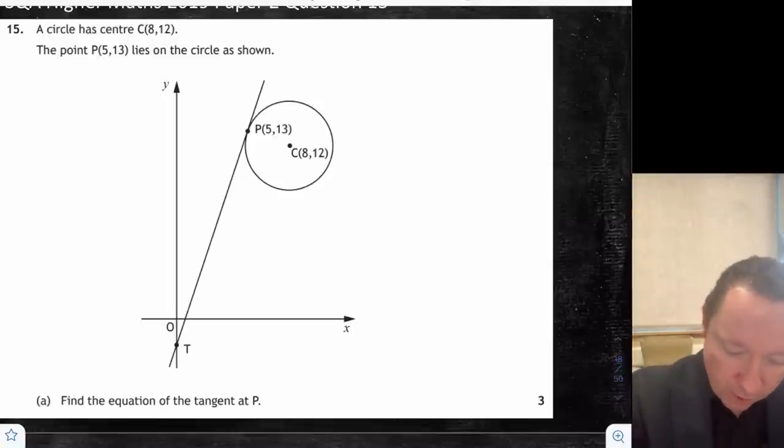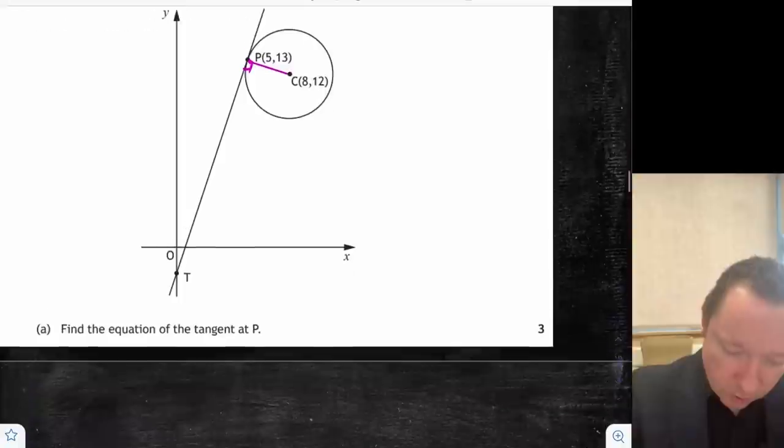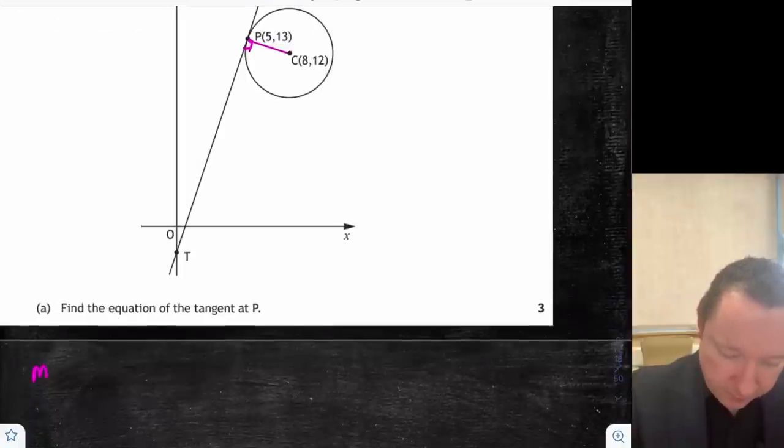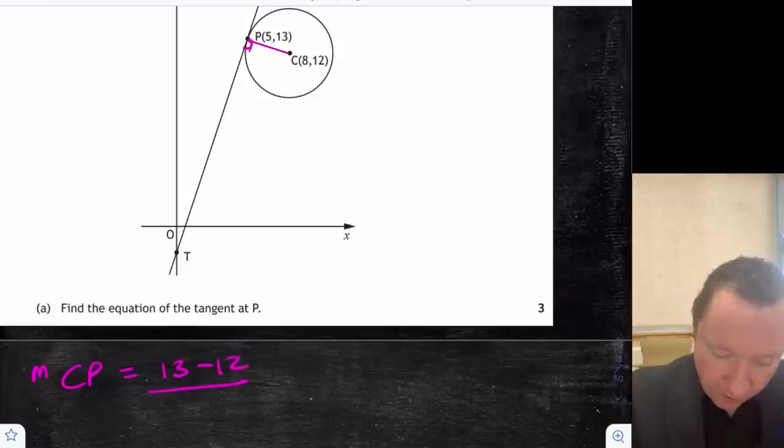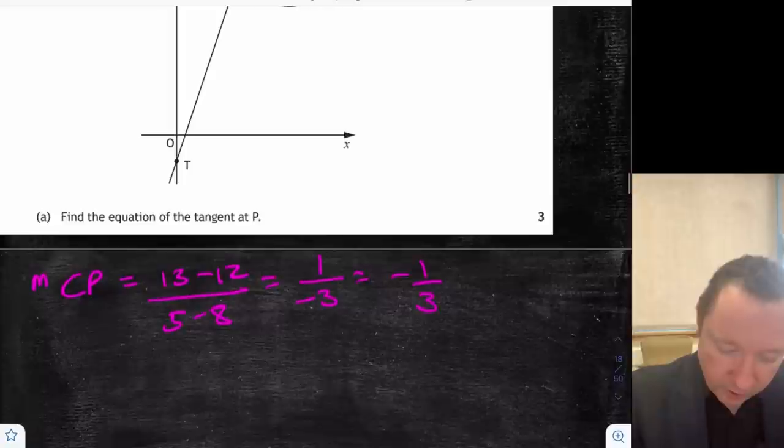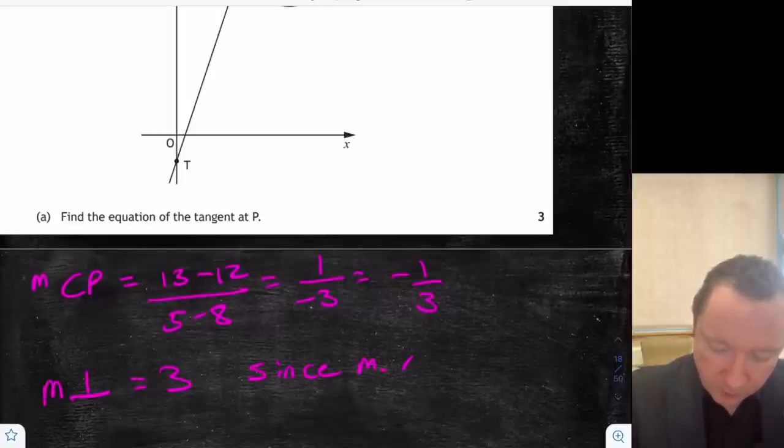So we'll just do that. Let me just draw that picture in so it's really clear. That's a right angle. So the gradient of C to P, or P to C, is 13 take away 12 over 5 take away 8. That's 1 over minus 3, or minus a third. So the gradient of our perpendicular equals 3, since m1 times m2 equals minus 1.